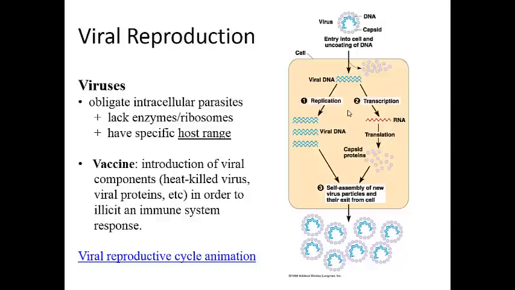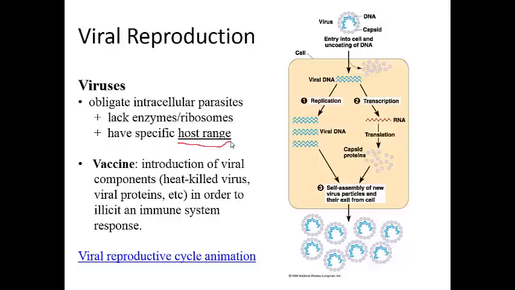A virus is a true parasite. It lacks all enzymes, it lacks all ribosomes. It literally uses the host cell against itself in order for the virus to reproduce. Every virus has a specific host range. The host range is the particular type of cell that the virus infects. For instance, the HIV virus only infects helper T cells, which are white blood cells found within the immune system.